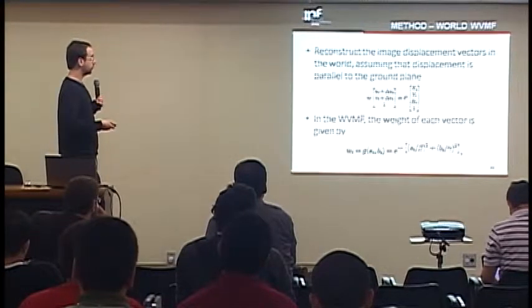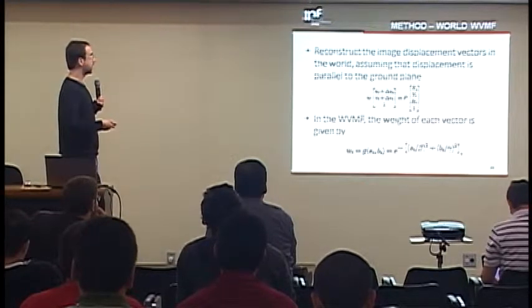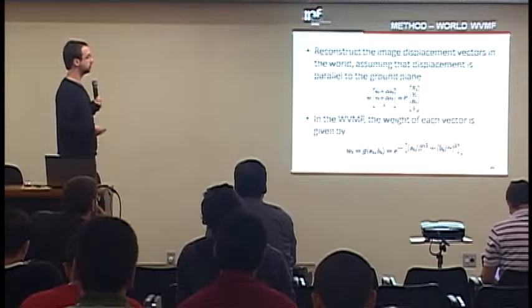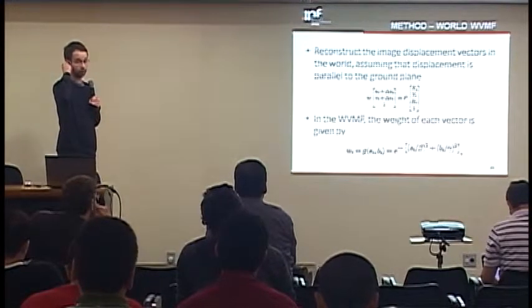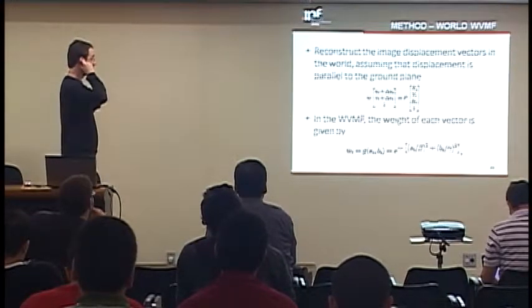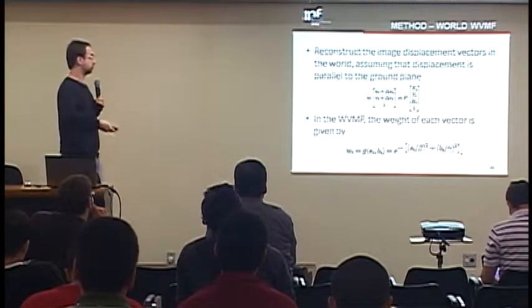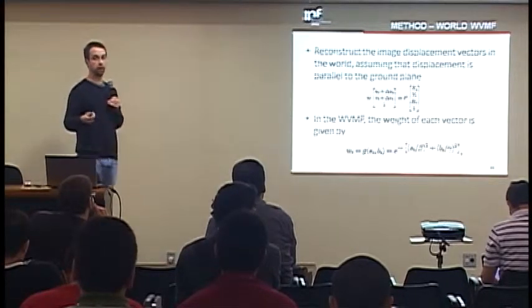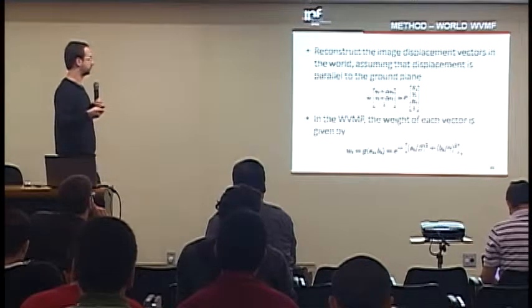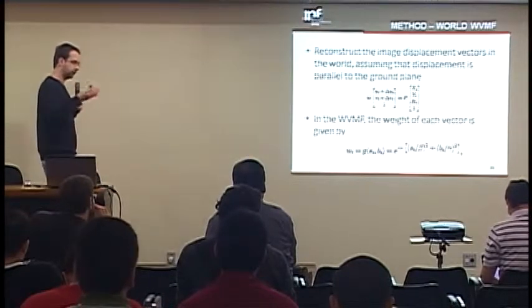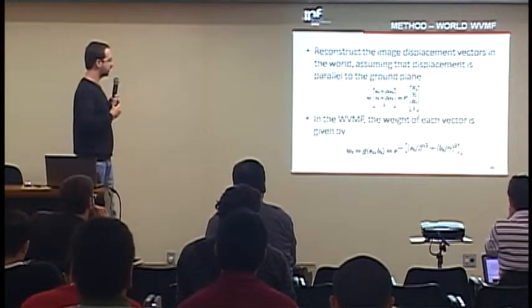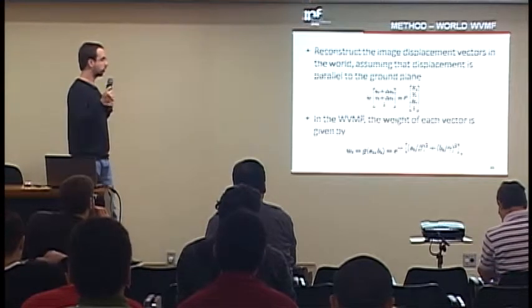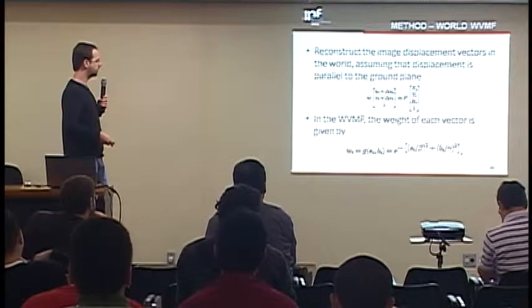So we have two unknowns here, x and y. And we have two equations, so we're going to have a linear system, 2 by 2. So now, using this equation, we can reconstruct these vectors in 3D. Now, the idea of the WVMF, as I said before, is to combine these. We are going to combine now 3D displacement vectors.